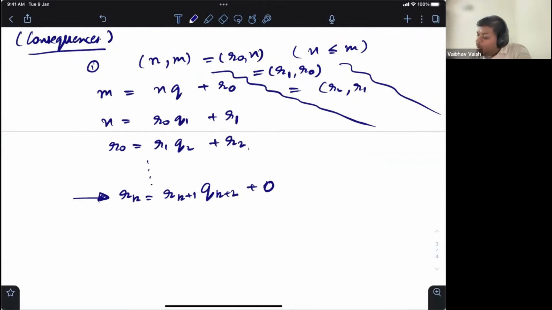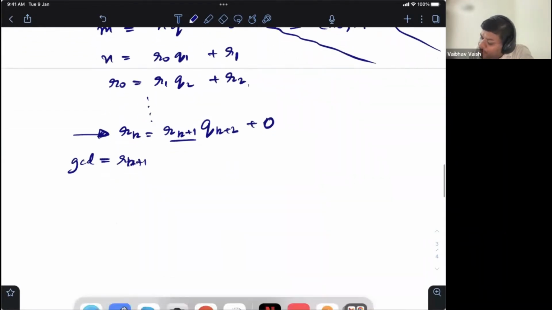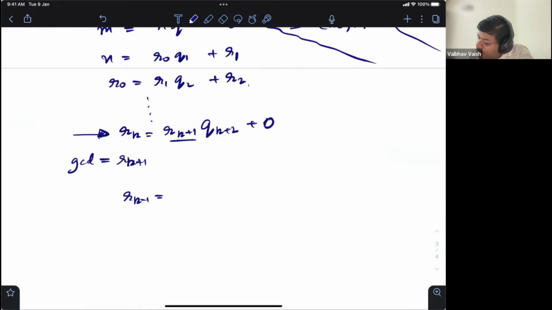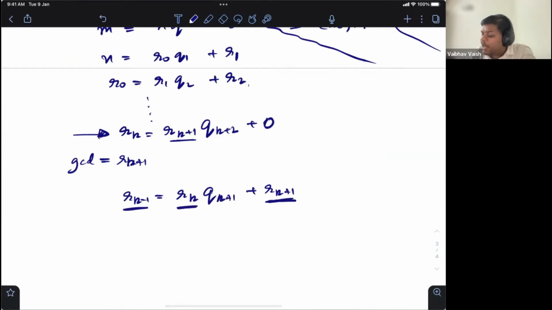Now, if I reverse, what does it mean? See, in this case, GCD is rk+1, right? GCD is when you divide, so GCD becomes rk+1. Okay. Now look at the previous equality, which is rk-1 equal to rk qk+1 plus rk+1. Okay. Which means that rk+1 can be written as a linear combination of rk and rk-1. So rk+1 equal to rk-1 minus qk+1 rk.